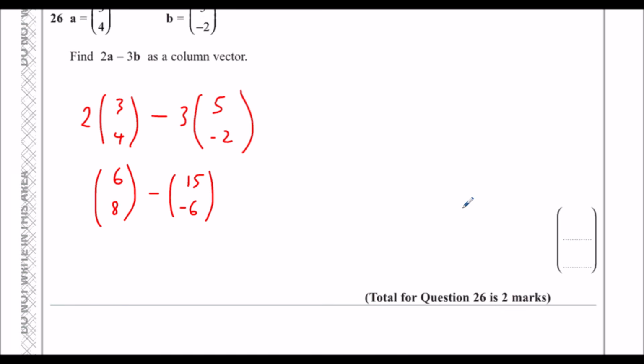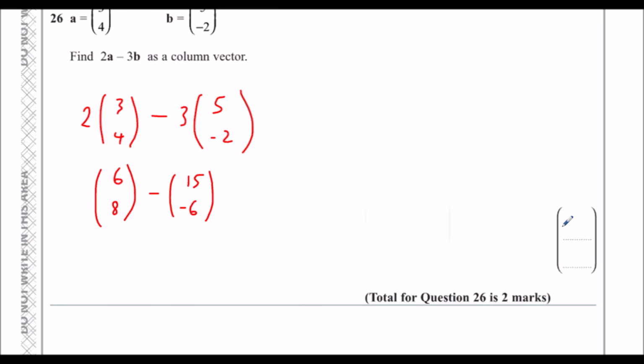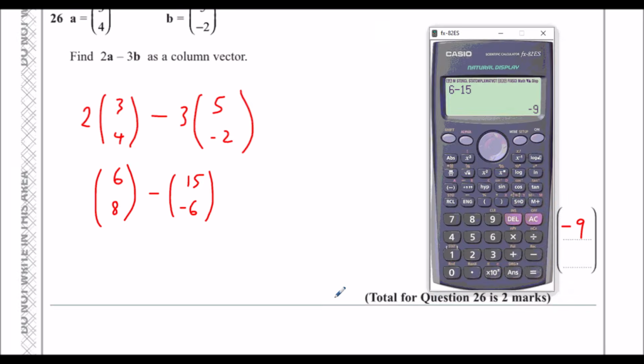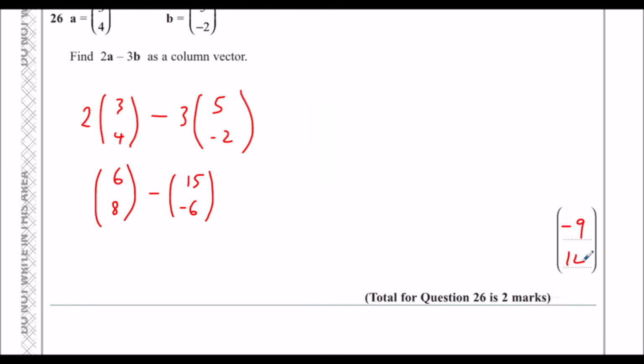So then we just need to take away. So I'm going to do the top line. 6 take away 15 is negative 9. And then 8 take away negative 6. So when we're doing a minus minus, we plus. So 8 take away negative 6 is positive 14.